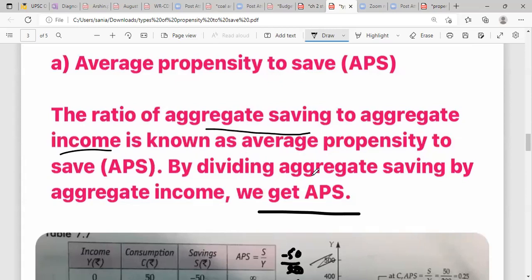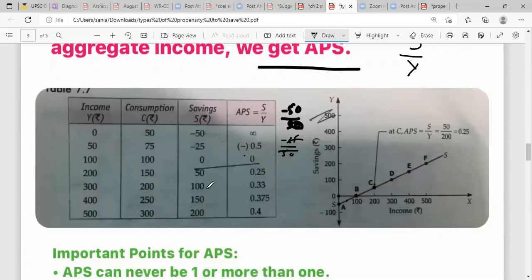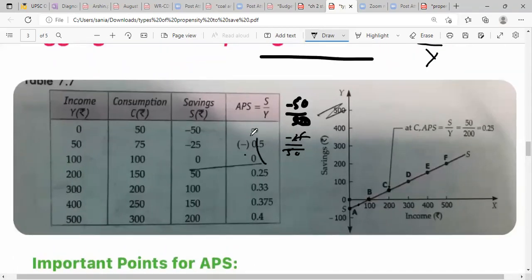How are you going to get it? By dividing aggregate saving by aggregate income, you are going to get APS. So it is simply S divided by Y. For APC, it was C divided by Y, but here it is S divided by Y. Now coming to the schedule, over here you will find it out on your own.